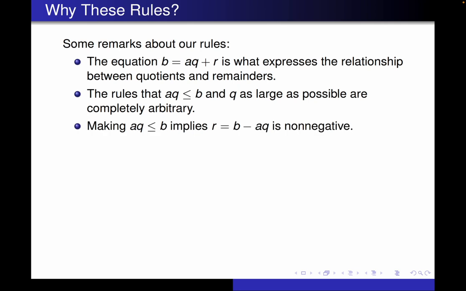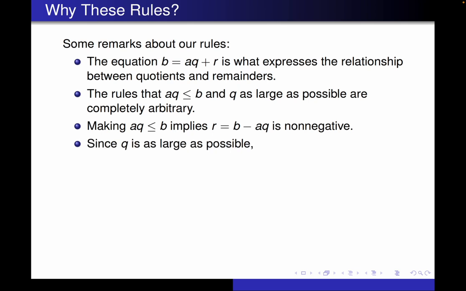And the third thing is that when I say make aq less than or equal to b, that makes our remainder, b minus aq, a non-negative number. If you're subtracting aq, a smaller number, from b, a bigger number, that's going to give you a non-negative number.